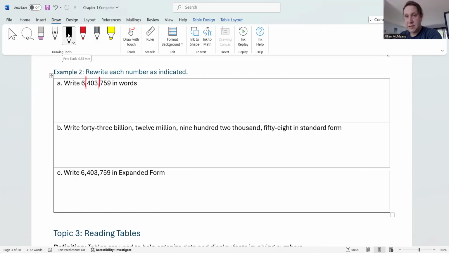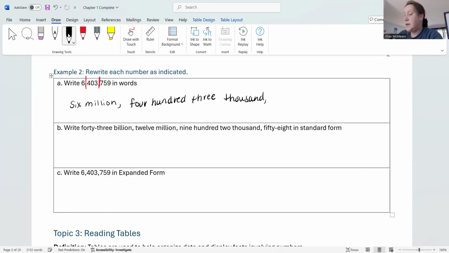The first period just has the number 6 in it, so we just want to say 6, and then follow that up with the name of the period. So 6 million. That was the name of that third period. Then I like to throw in a comma. Now, the next period has the digits 403. As a 3-digit number, we would just say 403, so I want to go ahead and write out 403. Then I want to state the name of that period. That's in the thousands period, so it's 403,000.